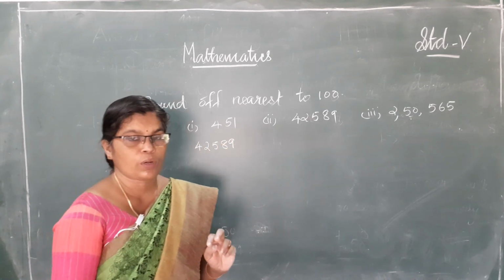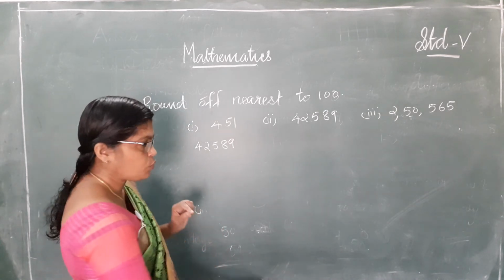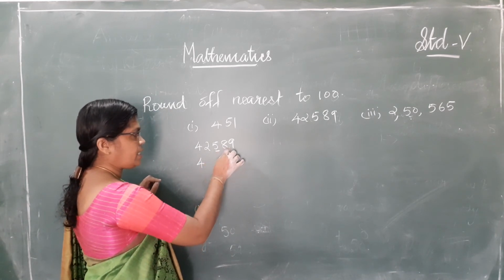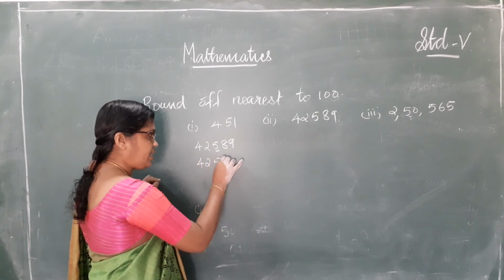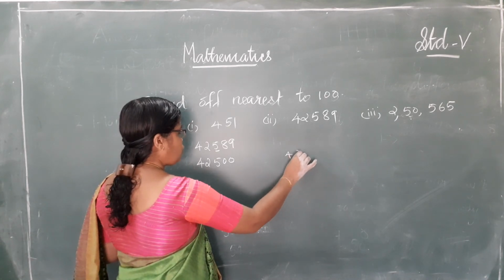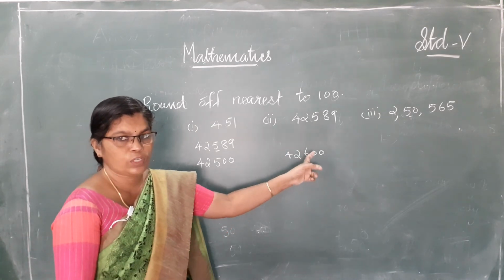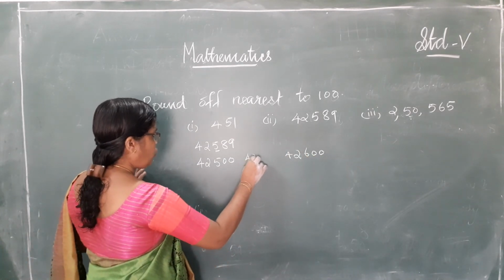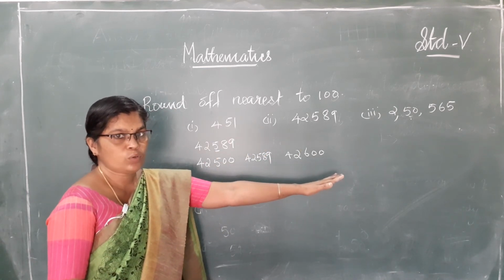42,589. We have to round off nearest to 100. Now see, ones, tens, hundreds. Here this number 42,589 comes in between 42,500 and 42,600. It comes in between these two numbers. Now we have to see whether to round down or round off up.